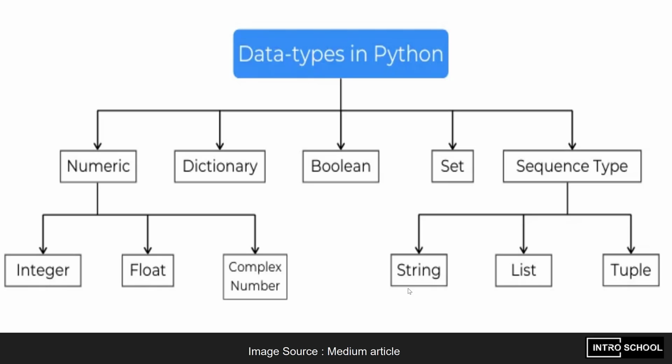Like all the numeric values can be associated with a dictionary, can be associated with a tuple, or can be associated with a list. And we'll see each one of them in our detailed course.